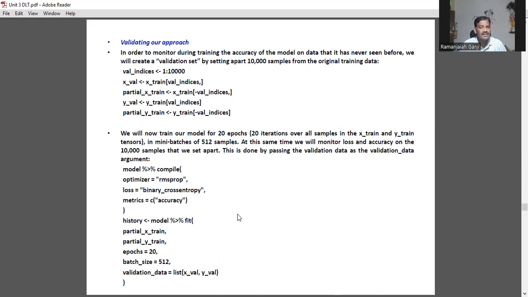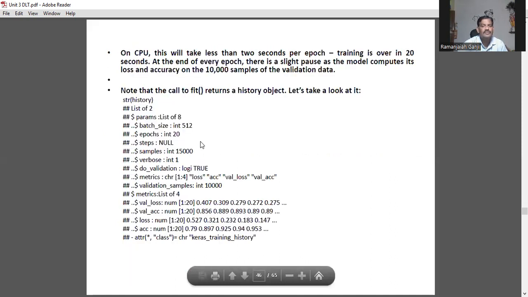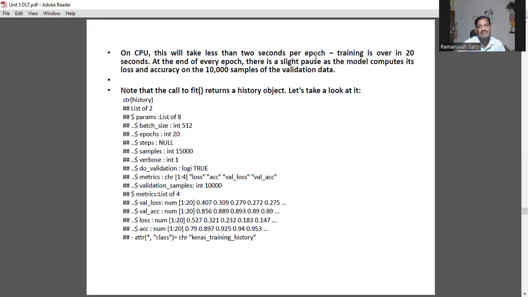In order to validate our model, 20 iterations are going to be taken on the X training and Y training tensors in mini batches of 512 samples. At the same time, we'll monitor loss and accuracy on 10,000 samples that we set apart. This is done by passing validation data as the validation data argument. On CPU, it will take less than 2 seconds per iteration. Training is over in 20 seconds.